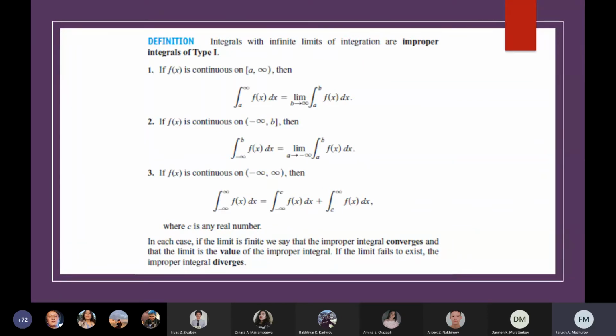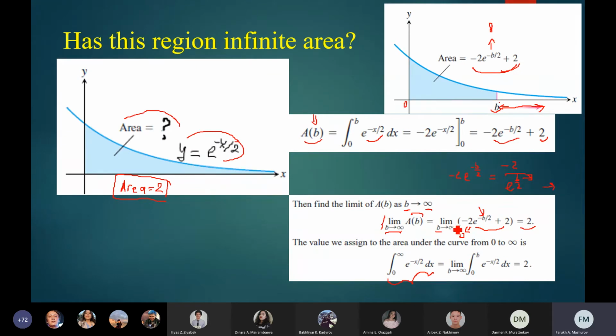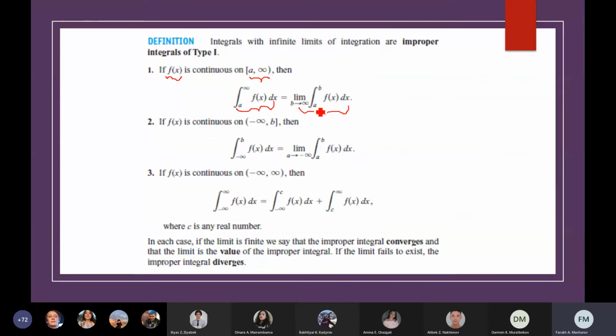Next, the definition of improper integrals of type 1. For example, if our function f of x is continuous on the given interval from a up to infinity, then to find the integral of this function we use this formula. As we did before, firstly we find the integral from a up to b. After that we let b approach infinity, and then we find its limit.